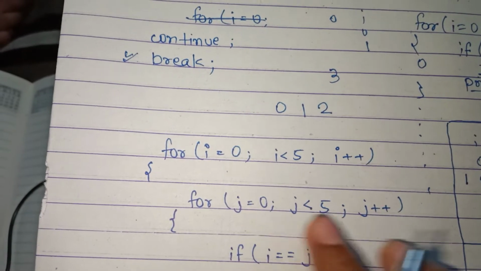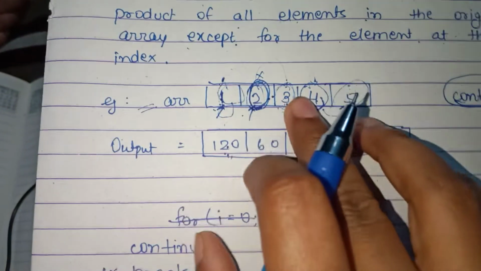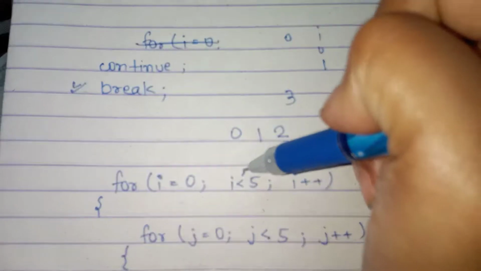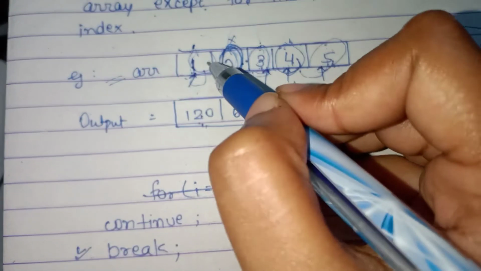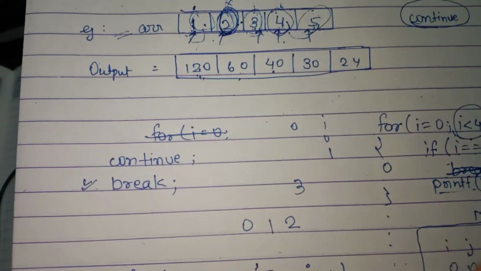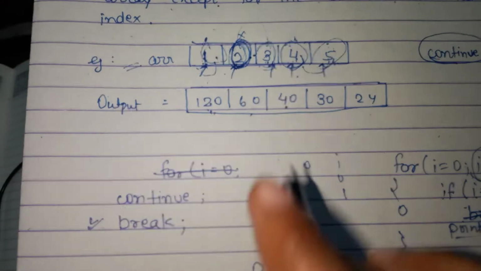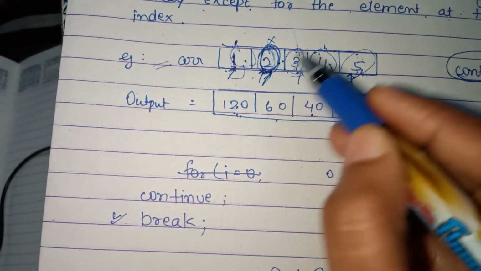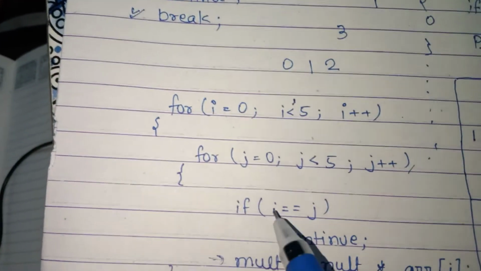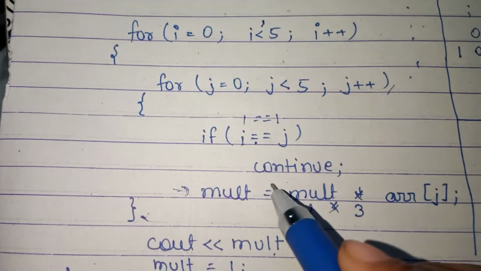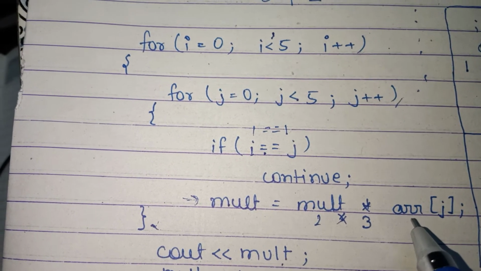So i is equal to 0. It means this time this value will be denoted by this for loop, and for j equal to 0 this element is currently denoted. Then 1 will be multiplied by 1 itself, and again after j plus plus it will denote this element, and we are not going to multiply this. For i equal to j, this time the condition became true and we continue. It means we are not going to execute this statement.